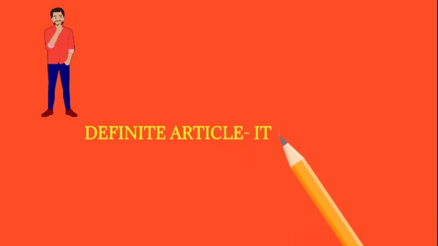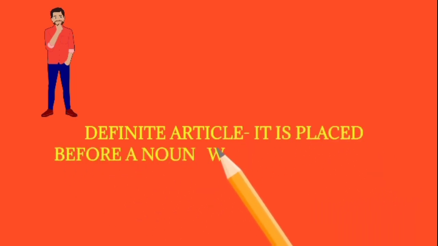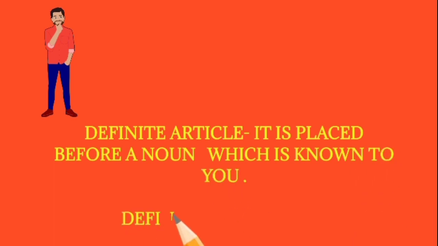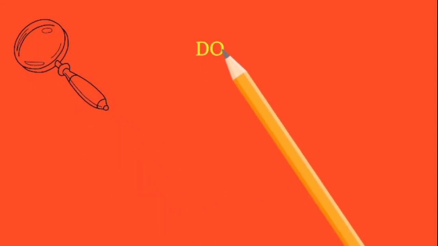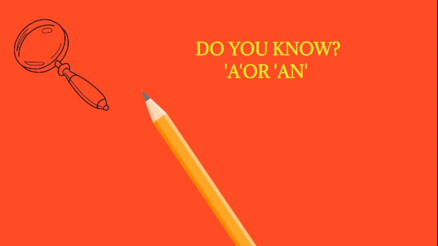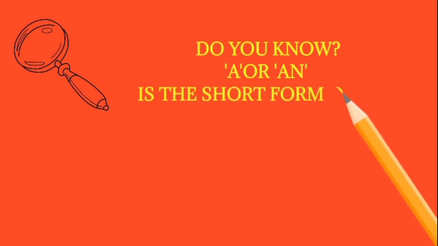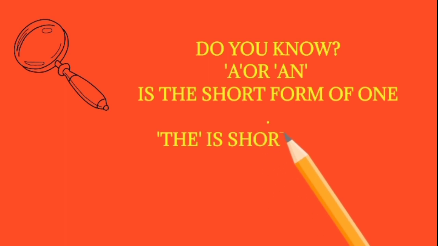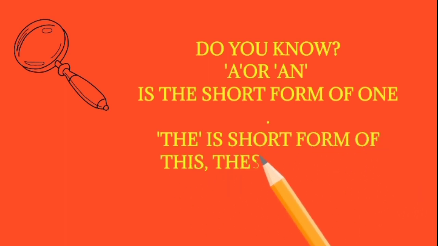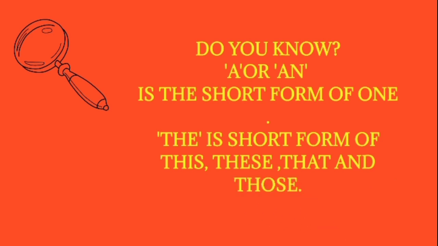When do we use the definite article? The definite article is placed before a noun which is known to you or clear to you. The definite article is the. My dear students, do you know a or an is the contracted form or short form of one? Yes, it is the short form of one. The is the contracted form of this, these, that and those.